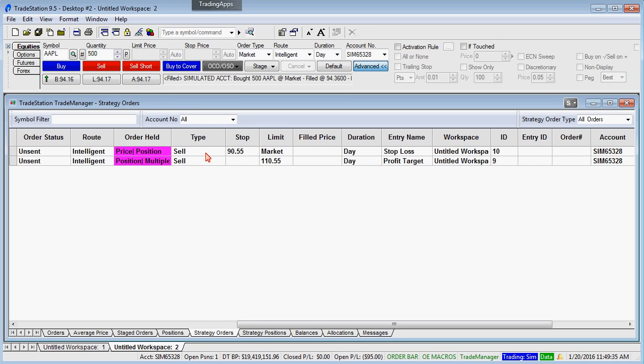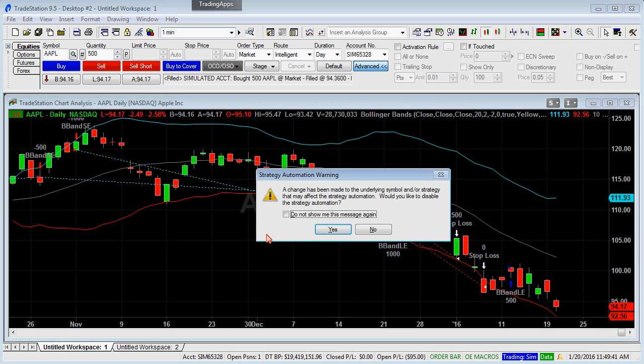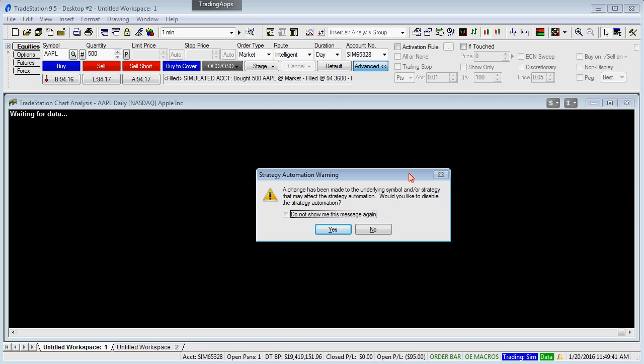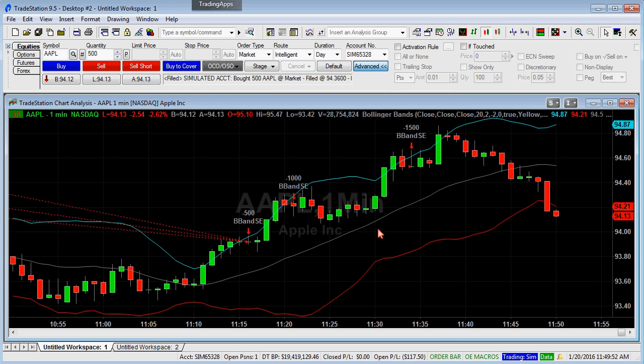Phil is asking about 1 minute. Most certainly, you can change the interval of this chart to anything you'd like. If you change this to a 1 minute, of course, it's going to prompt you, a change has been made to the strategy. Do you like to disable the strategy automation? I'm going to say no. Keep it automated. Okay, so now it's being automated.